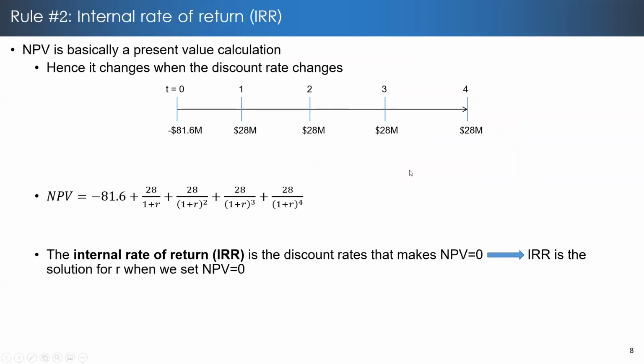Okay, so that's the NPV rule, very straightforward, right? We're very familiar with the process already. So the number 2 rule is probably something that you have not seen before. This is called the internal rate of return rule, or IRR. So how do we understand this rule? What does internal rate of return mean?